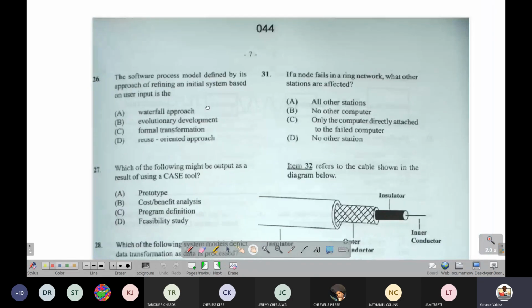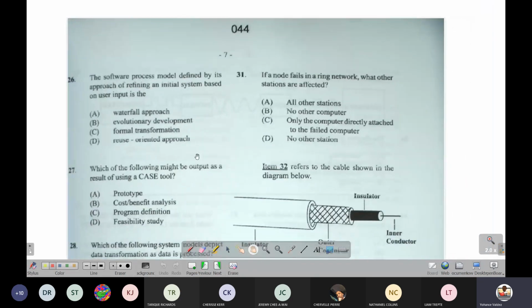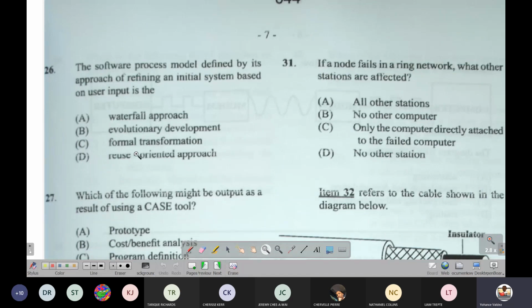The software process model defined by its approach of refining an initial system based on user input is what? So if we have a system that gets developed and then we take input from the user, that is evolutionary development, yes. Okay.